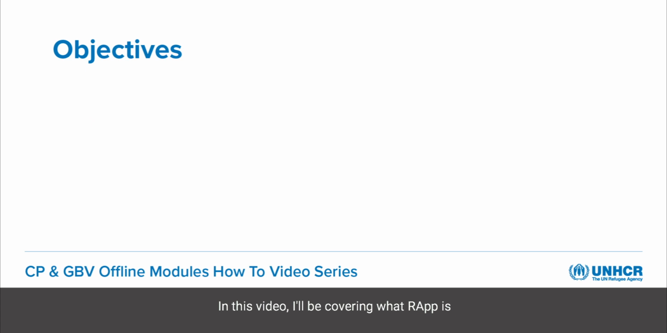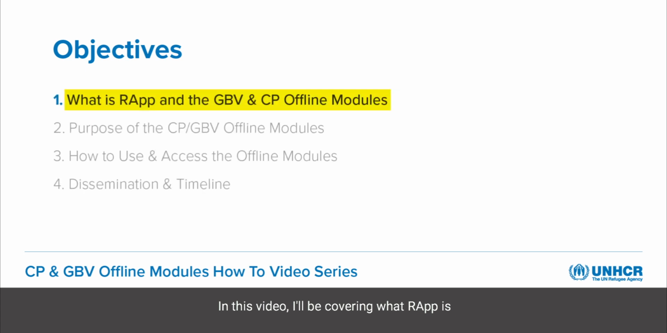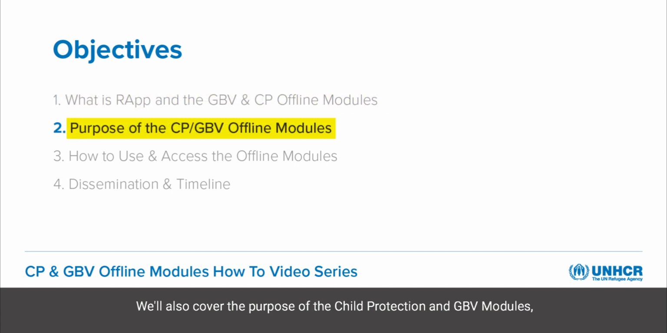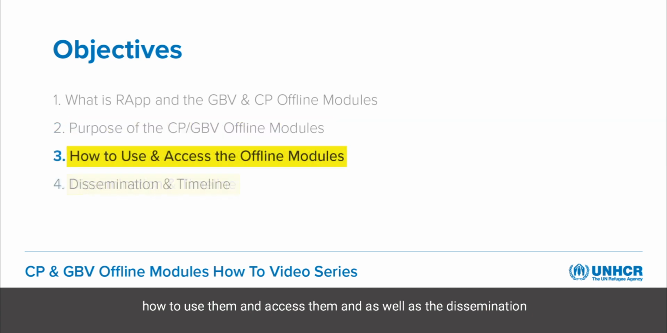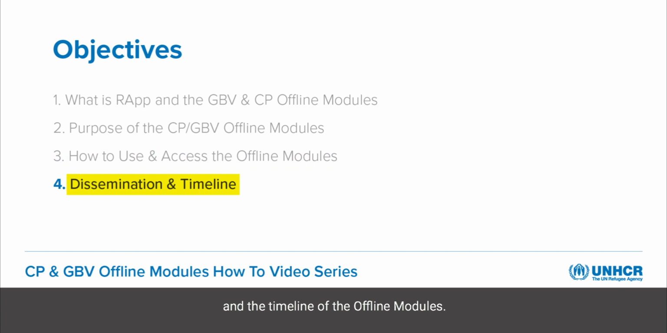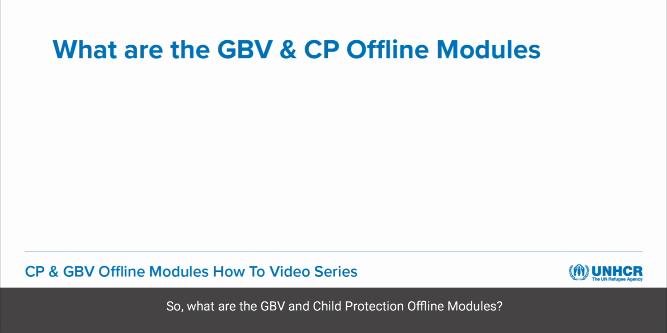In this video, I will be covering what WRAP is and what the GBV and Child Protection offline modules in WRAP are. We'll also cover the purpose of the Child Protection and GBV modules, how to use them and access them, as well as the dissemination and timeline of the offline modules. So what are the GBV and Child Protection offline modules?